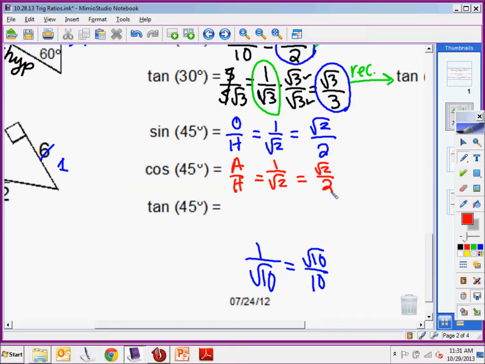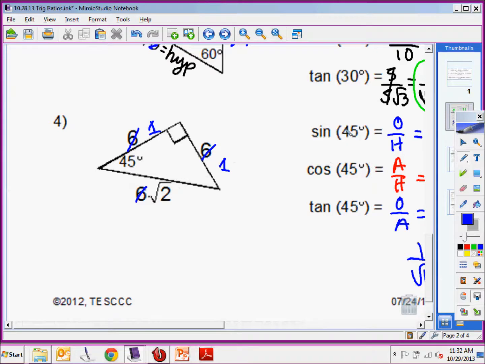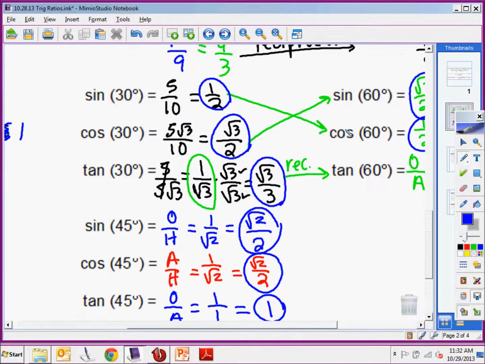And the last one, tangent, is what? 1 over 1, because it's opposite over adjacent, and they both are 1, which equals 1. So for any 45, 45, 90 triangle, this is the sine, this is the cosine, this is the tangent. Easy enough? Okay, so I can either reduce in the beginning or reduce in my final answers. Either way, I'm going to end up with the same answer.